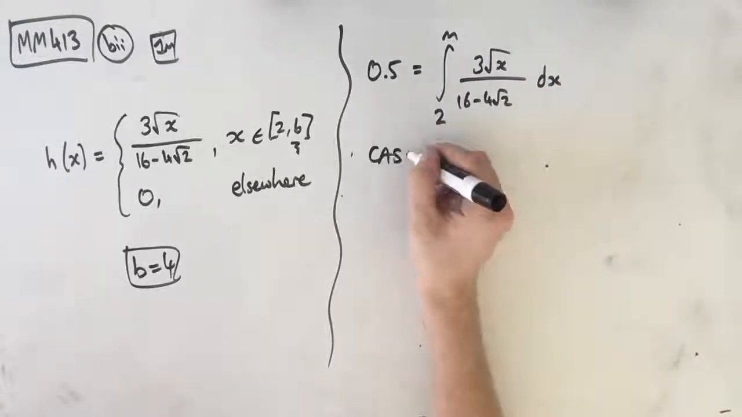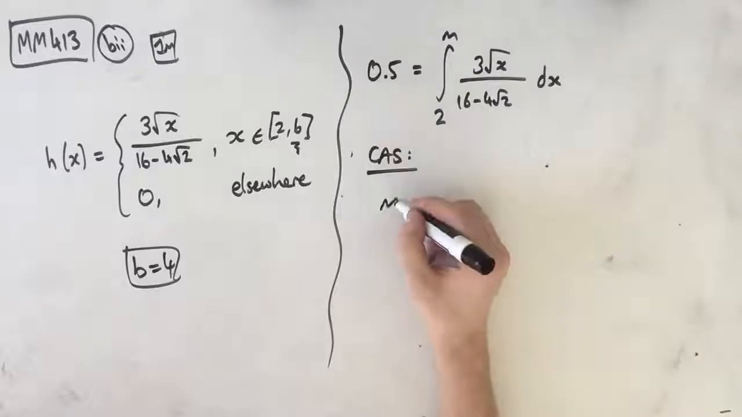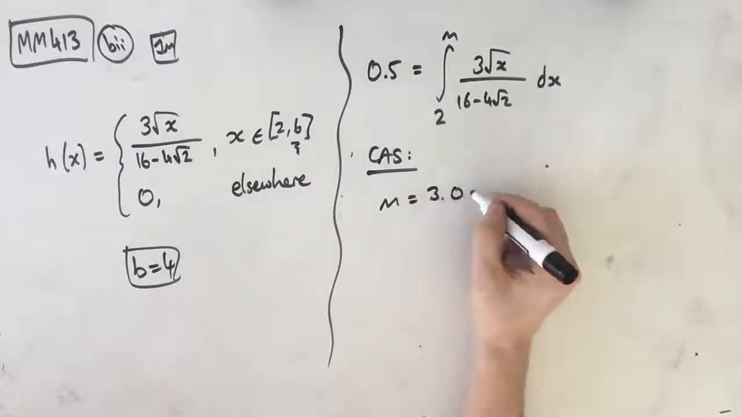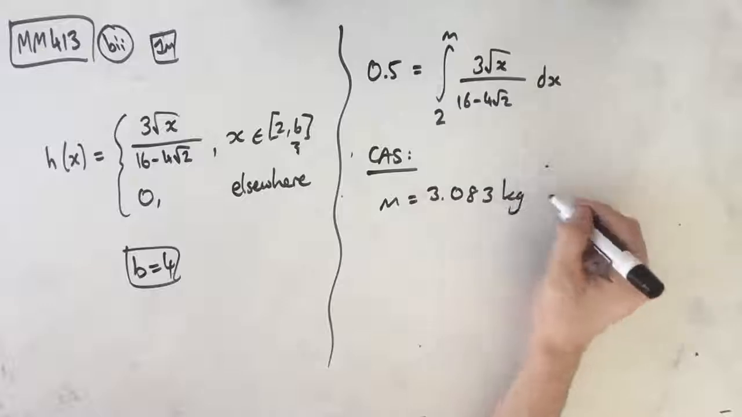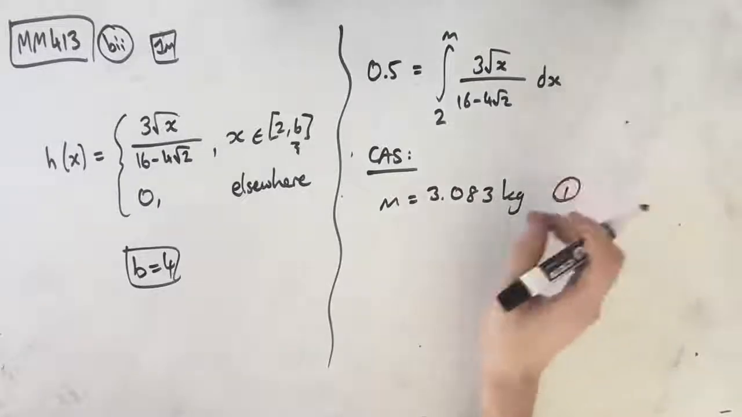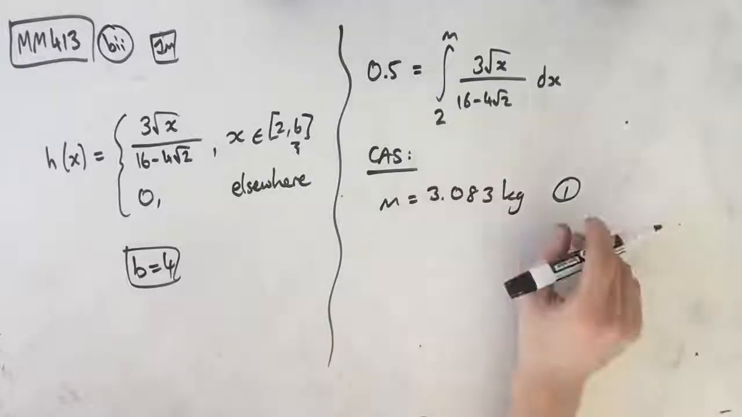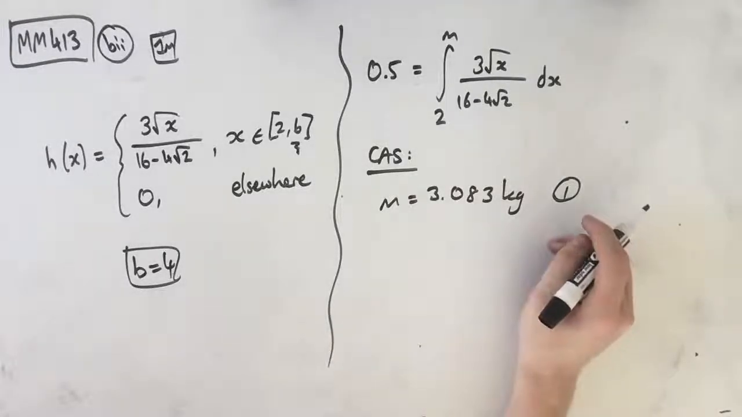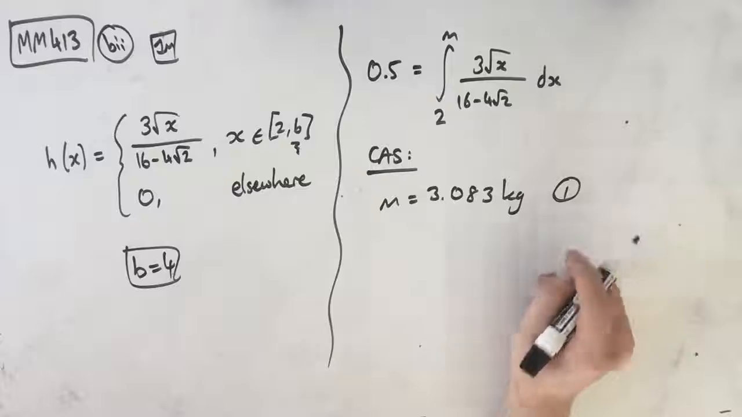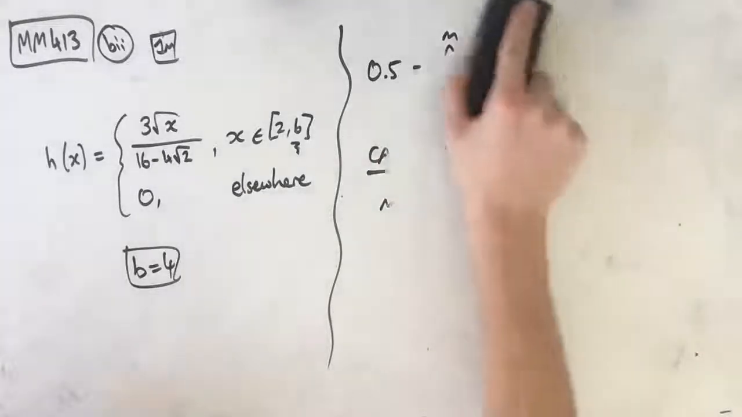Because this is a 1 mark question, we can simply solve this in our CAS. And what we get is M equals 3.083 kilograms. Don't forget your kilograms, because that's important. They're the units. Don't want to miss out on those. Guys, that's our first and only mark for part BII. Let's move on to part BIII. Part BIII is a 2 mark question.